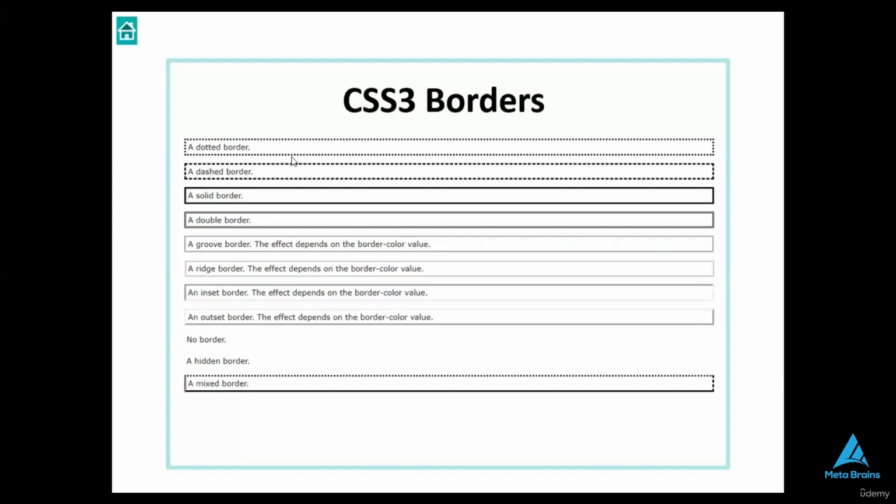The dotted border looks like this. The double border has double lines, and the others have different designs. The mixed border mixes all border types: dotted, dashed, solid, and double.